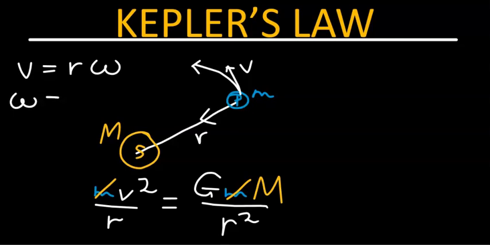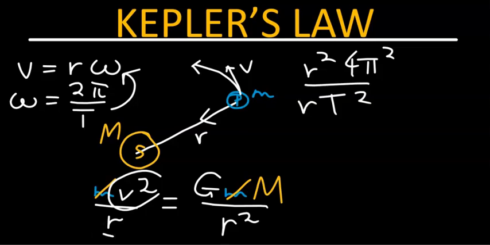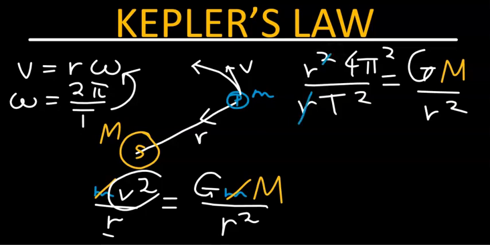And we know the angular speed is related to the period of the orbit in the following manner, 2 pi over the period. So substituting this in here and substituting the expression for v in here, we get r squared omega squared, which is 4 pi squared over T squared, so that's your v squared, divided by r, equals G, the mass of the Sun, over r squared. So this r will cancel one of the r from the top. And let's write down the expression for T in terms of r.